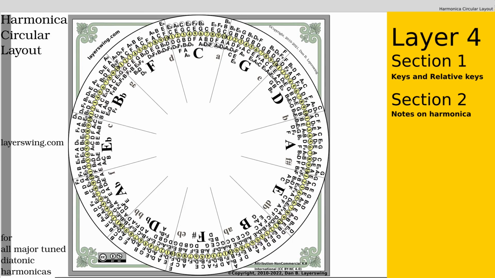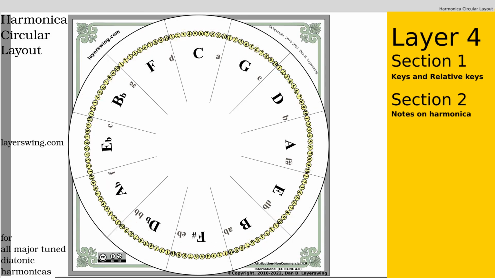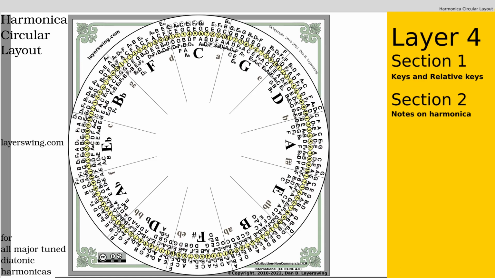Section 2. Notes on harmonica. Each diatonic harmonica has 10 holes. We can represent notes as blow notes, draw notes, half-step draw bend, full-step draw bend, 1.5-step draw bend, half-step blow bend, full-step blow bend, overblow, overdraw. We have all notes for all major tuned diatonic harmonicas.